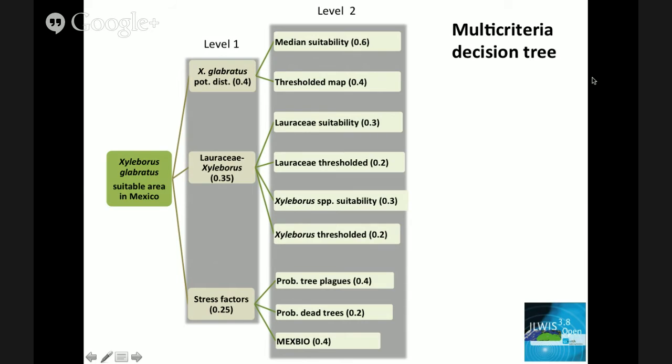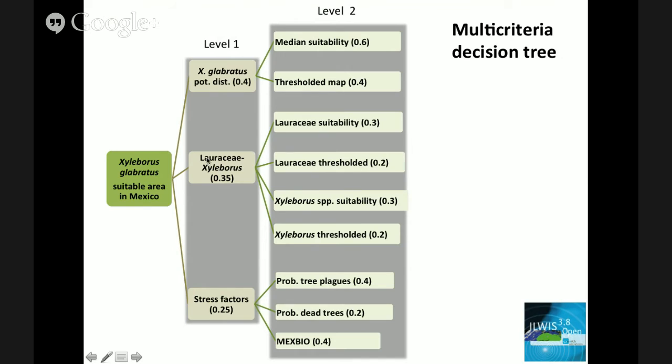So this is what you have to do for the spatial multicriteria: you have to define a decision tree. Our target is to predict or have a surface related to the suitability of the beetle species Xyloborus glabratus in Mexico, and we are relating it to three factors that we look at in different levels. First, where is the potential distribution of the beetle, and where are the favorable conditions for infection given the distribution of trees and other Xyloborus species that may be able to carry the fungus, the Raffaelea lauricola, that this beetle has. And finally, where are forests that may be more stressed? You have to give weight to these layers, and the weights are given in parentheses: 0.4, 0.35, 0.25.